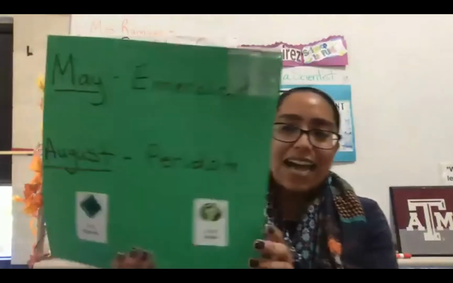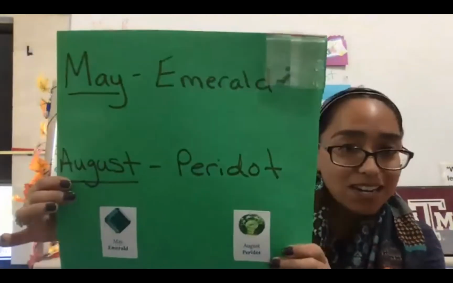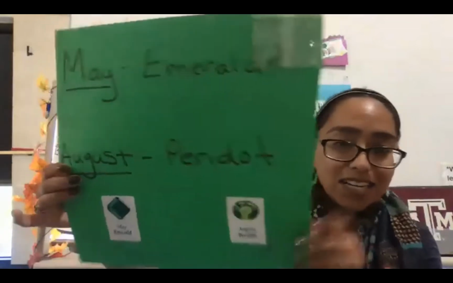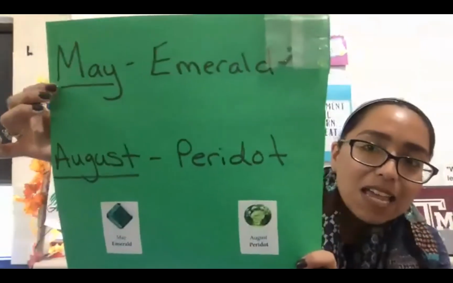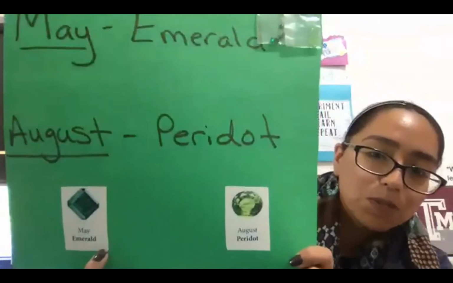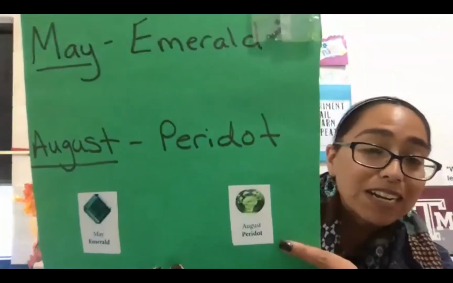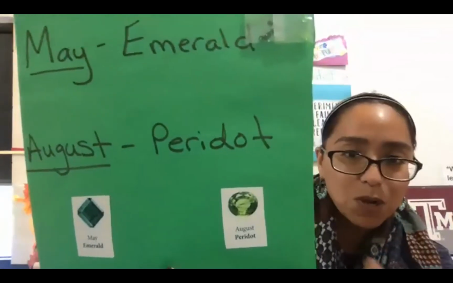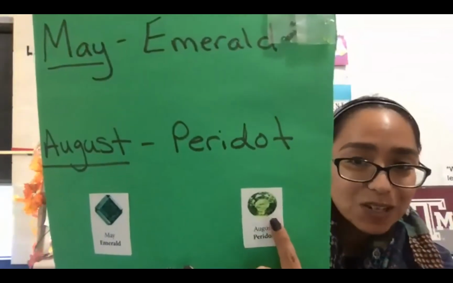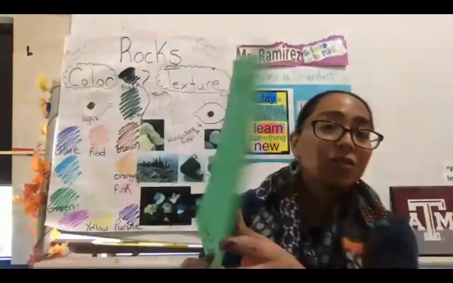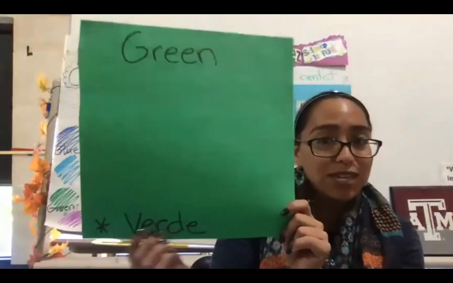Now let's look at May and August. If you were born in May or August, go ahead and raise your hands. If you were born in May, your birthstone is this dark red emerald. And if you were born in August, your birthstone is this beautiful light green peridot. So gemstones can be green.